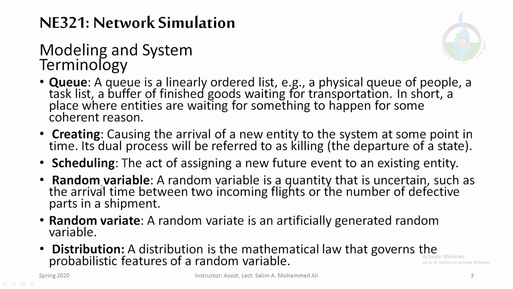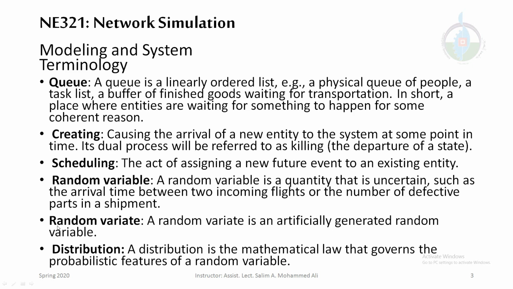We have random variable, and the variable you are familiar with. A random variable is a quantity that's uncertain. It's a variable, such as the arrival time between two incoming flights, or the number of defective parts in a shipment. For example, if you have a restaurant, the restaurant doesn't know when and how many customers they will have for a specific day if they don't have reservations. So the time a customer enters the restaurant is a random variable, and how much time the customer will spend in the restaurant is also another random variable.